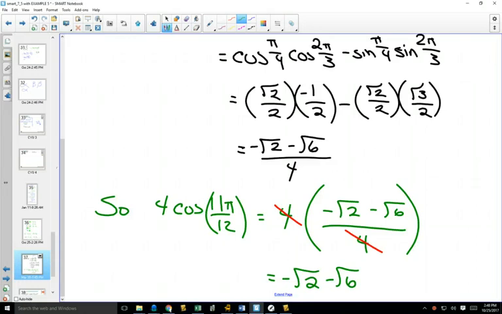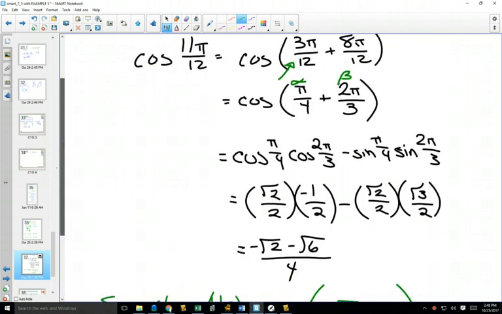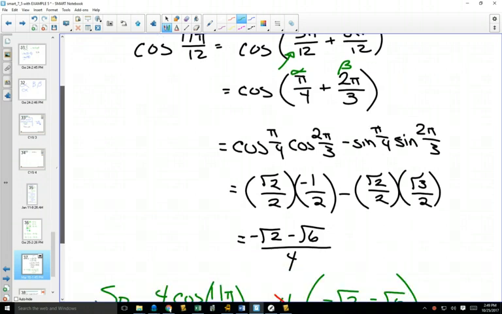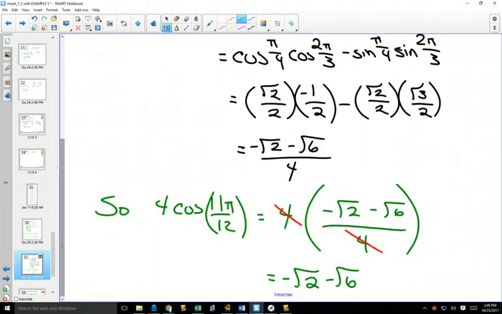Yes? No, it doesn't matter if the root 6 is first and root 2. And whatever you choose as your values, like I chose pi over 4 and 2 pi over 3, choosing different values might make the root 6 appear first and the root 2 after. Yes? No, you don't need to simplify that. In fact, you can't simplify that because you can't add radicals that aren't the same.